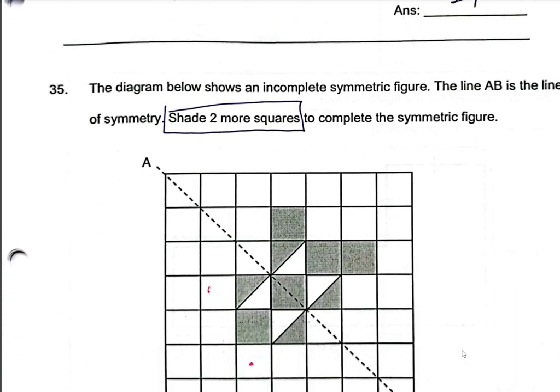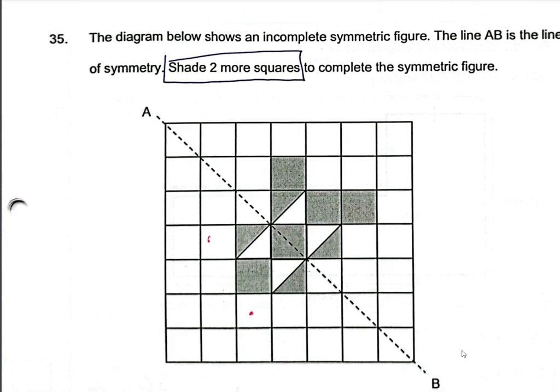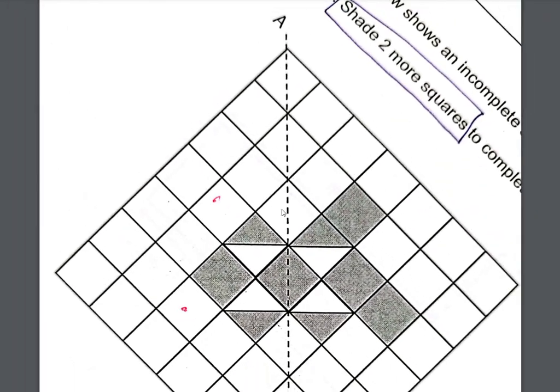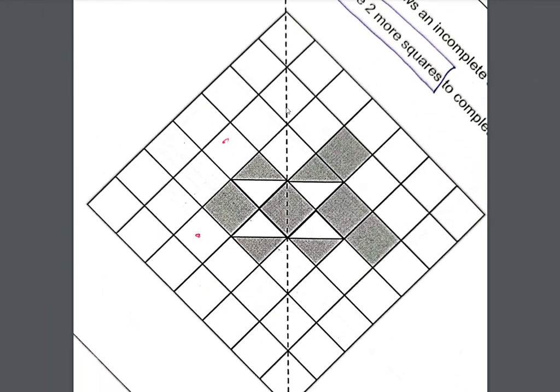Next one, the diagram shows an incomplete symmetric figure. The line AB is the line of symmetry. Think of line AB as a line that cuts a figure into two exactly equal halves, equal and mirror image of each other. But you can see that there are more shaded parts on the right hand side than the left hand side. Let me show you again. All right, like this. As you can see, this line of symmetry, the dotted line, is cutting this figure into half. But I can see that on the right hand side, there are actually more shaded parts.